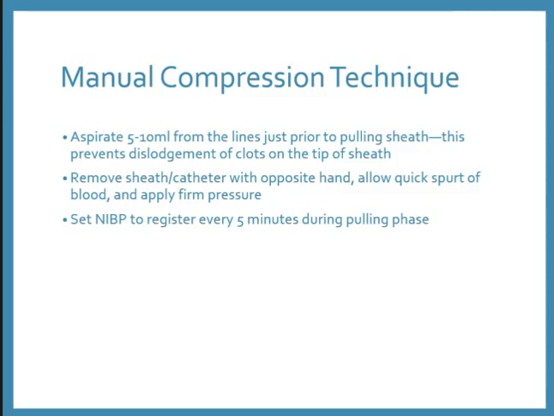So the quick spurt of blood that you allow when you pull it out allows any clots to get dislodged and go out the patient instead of traveling elsewhere. The other thing you should do is pull back 5 to 10 cc's in your lines. That will also prevent clots from dislodging. During the manual hold, you're going to monitor the blood pressure every 5 minutes, so make sure that you change your automatic blood pressure cuff to every 5 minutes.